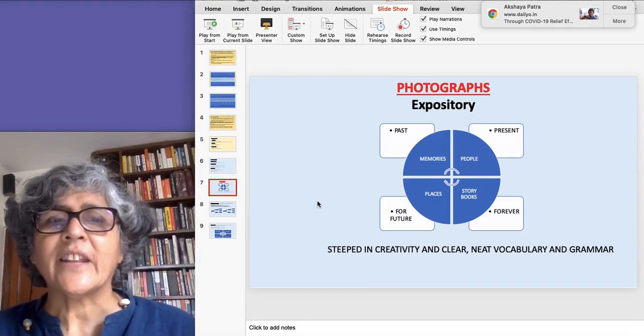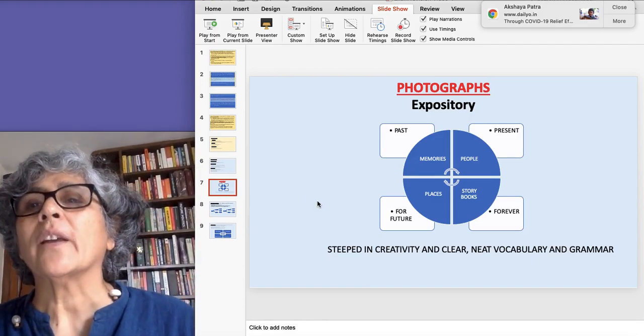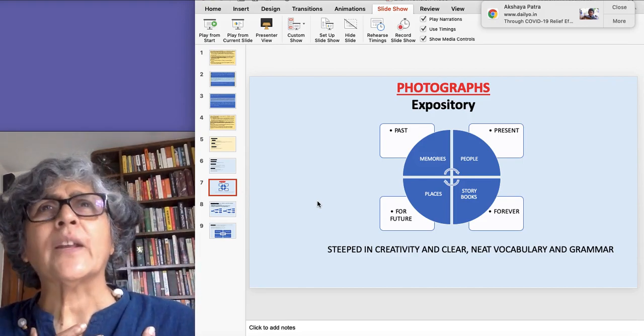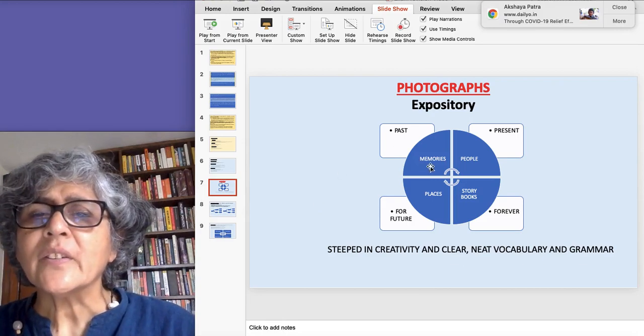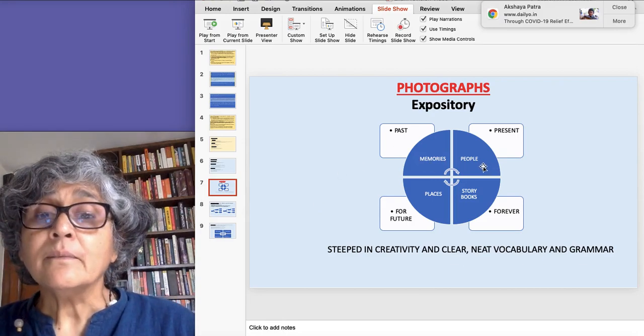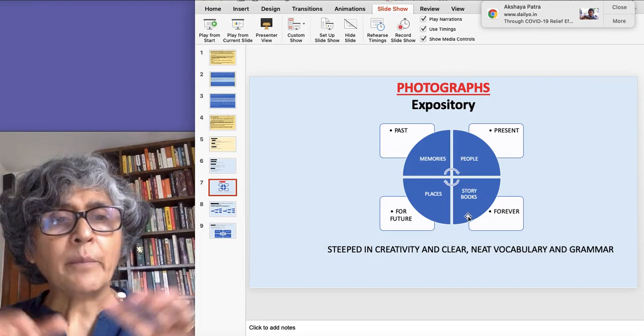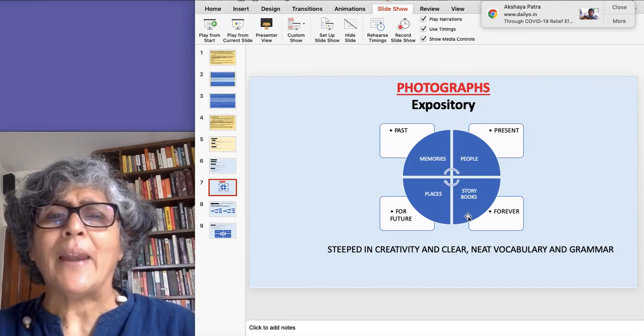If I'm taking it as an expository, I'm going to write about photographs. So I immediately plan my essay, right? What do my photographs represent? They represent memories, they represent people, places. All my photographs are storybooks. So I'm writing these 4 things when I'm making my plan.